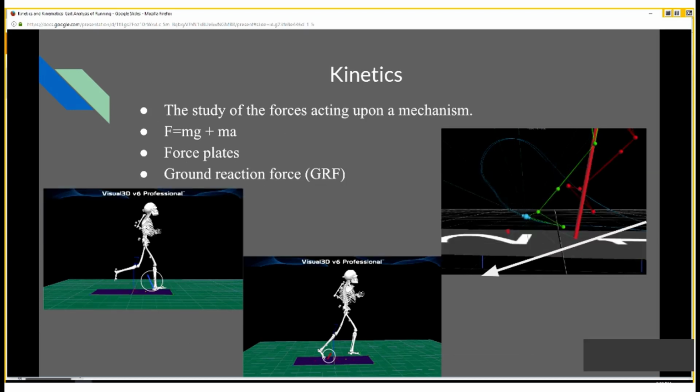Okay, so like I said, the title, we're going to be experimenting in kinetics and kinematics. So kinetics is just the study of the force acting upon a mechanism. So this is a model we made in our experiment. The circle is circling around the red arrow. That's just the force. That just shows the force that is being put on the treadmill. To measure the force, we have force plates underneath our treadmill, which we will talk about later.